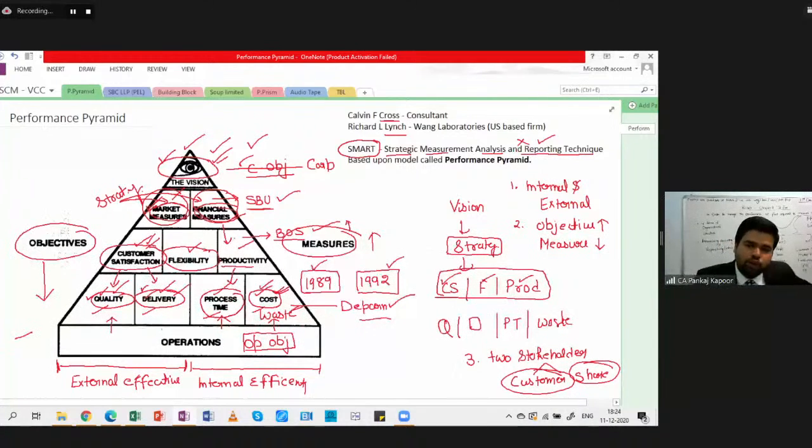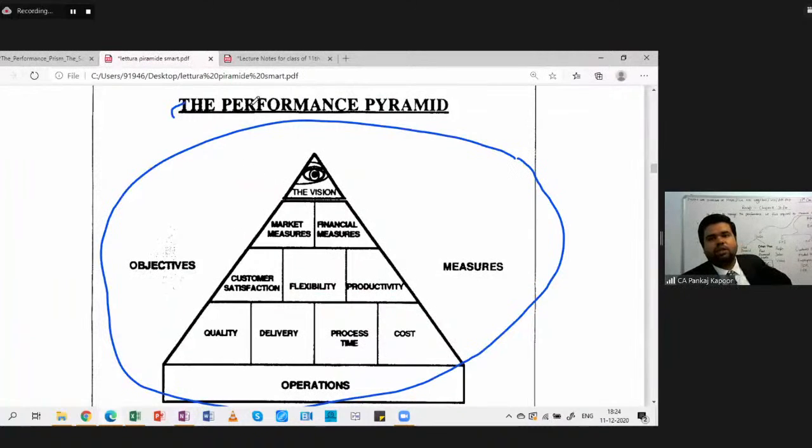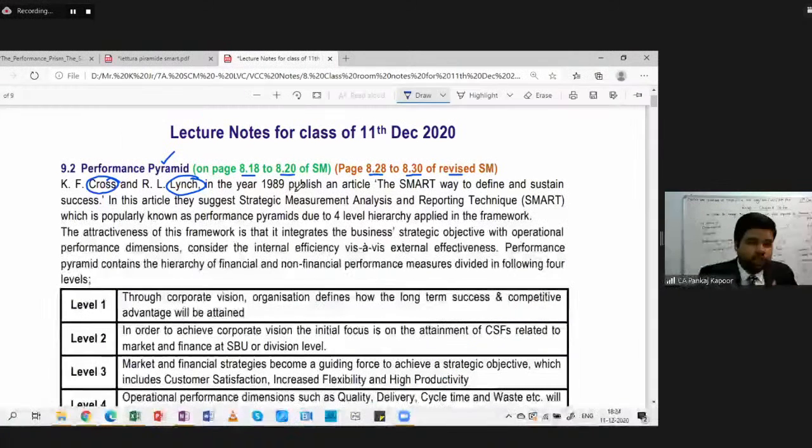Now we are moving to the notes. We'll read the notes and then we'll solve the question of SBC LLP, which is given in your study material. Okay, let me take you to the notes. So these are your lecture notes. Let's quickly read the lecture notes along with me, friends.